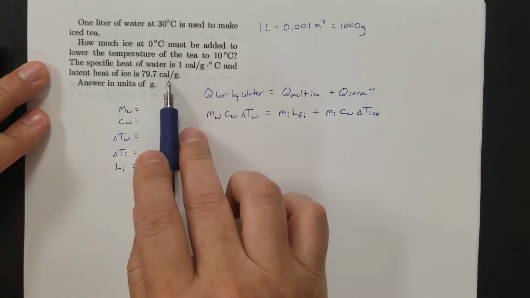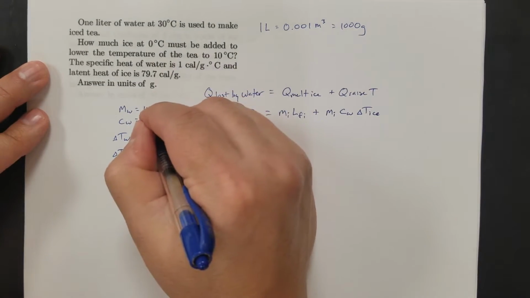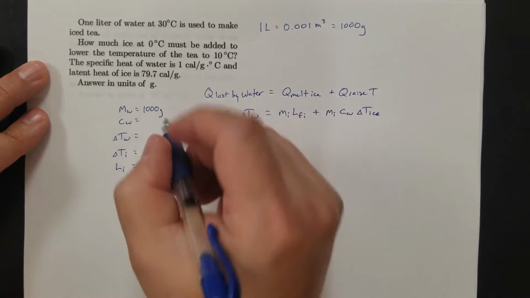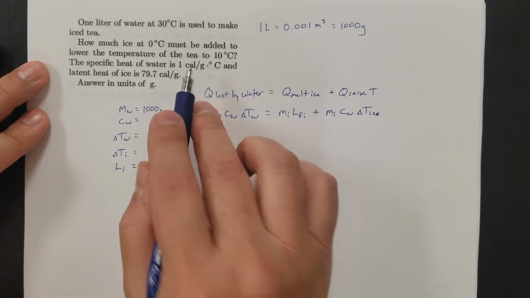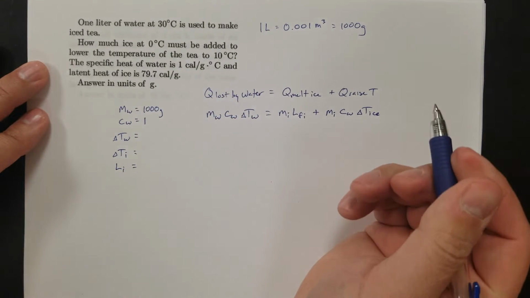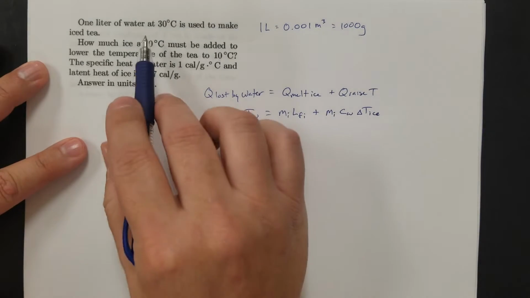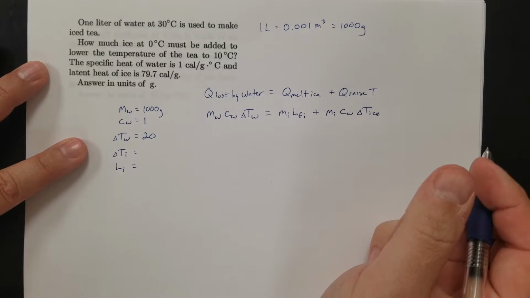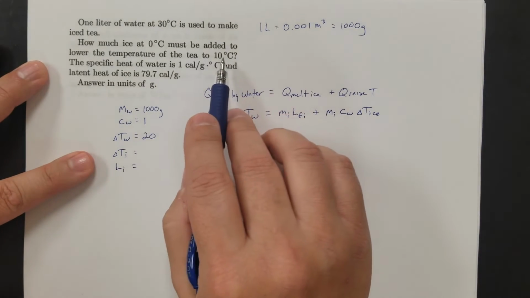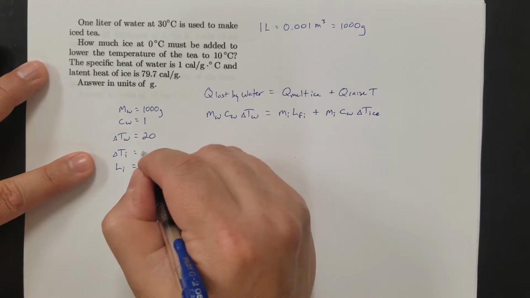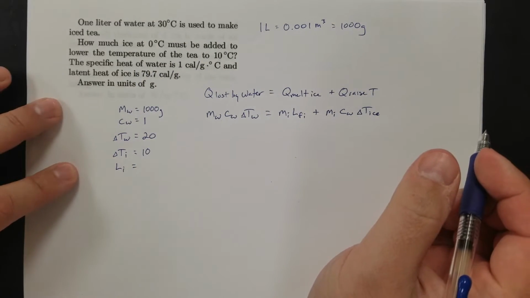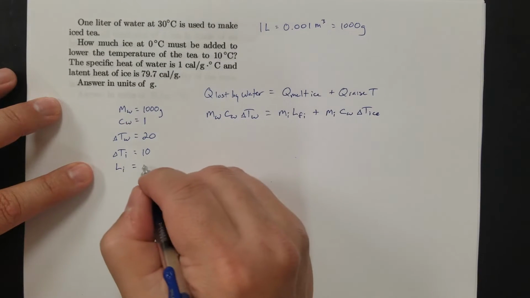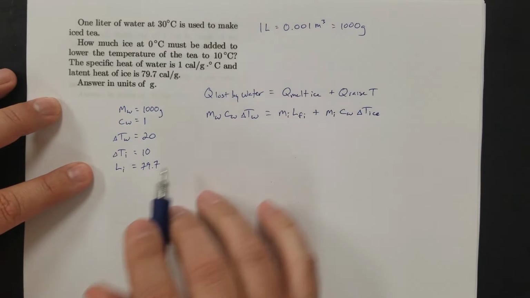So which one am I in? I'm in grams. So I'm going to call 1 liter 1,000 grams of water. It's a nice thing about water, it just straight up converts. Specific heat of water, we already know it's 1 calorie per gram degree C. My water is going from 30 to 10, so that's a change of 20. My ice is going from 0 to 10, so that's a change of 10. And my latent heat of fusion is 79.7. So I'm going to call that 79.7.